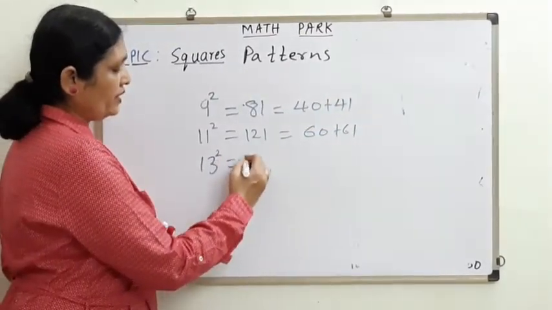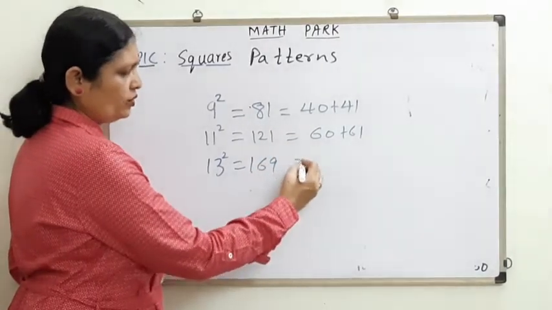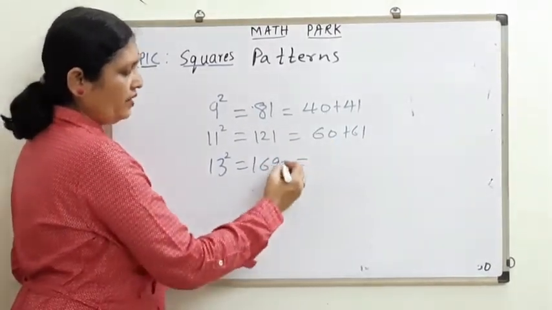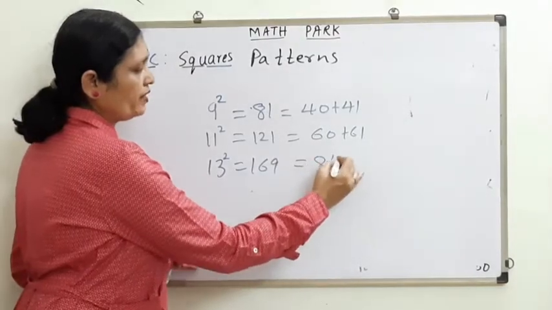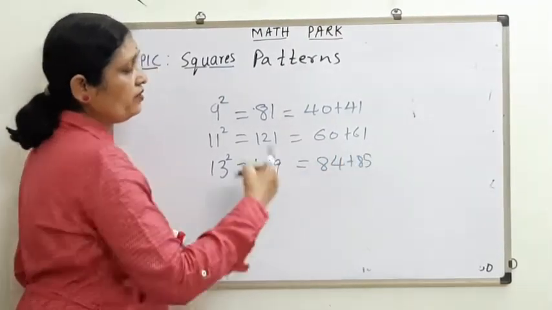13 square, which is 169, just divide by 2. You get 160 divided by 2 is 80, and 9 is 4 plus 5. So it is going to be 84 plus 85. So we have seen 2 patterns, children.